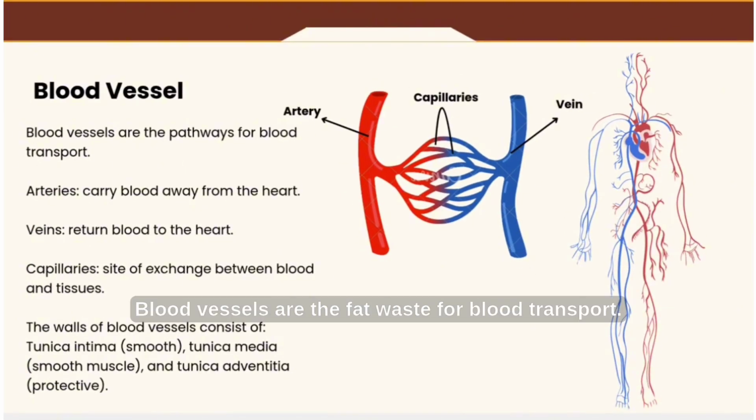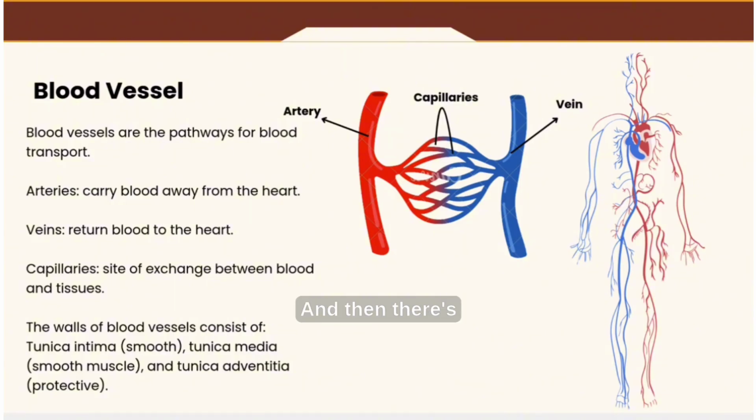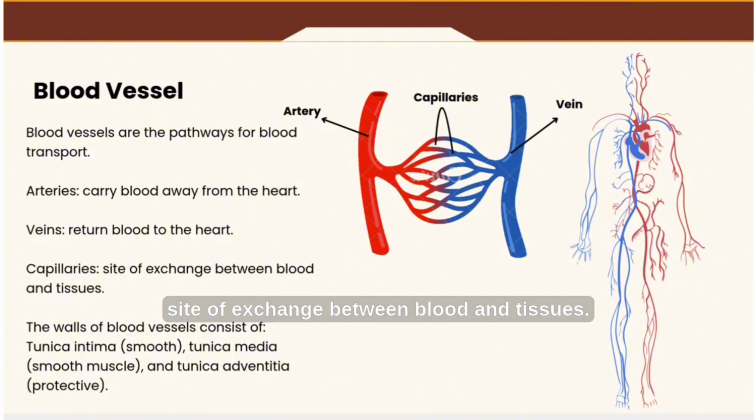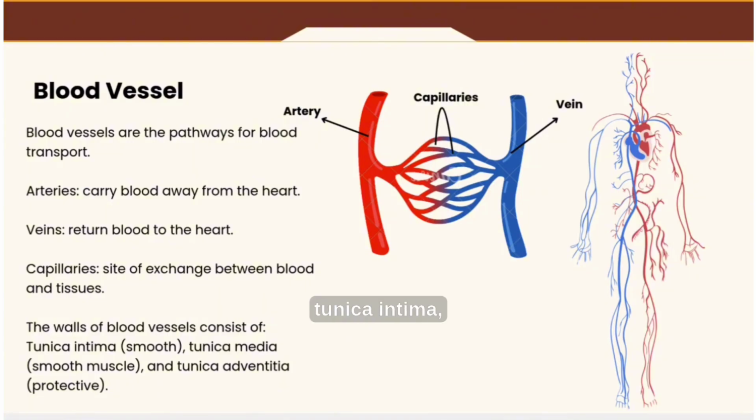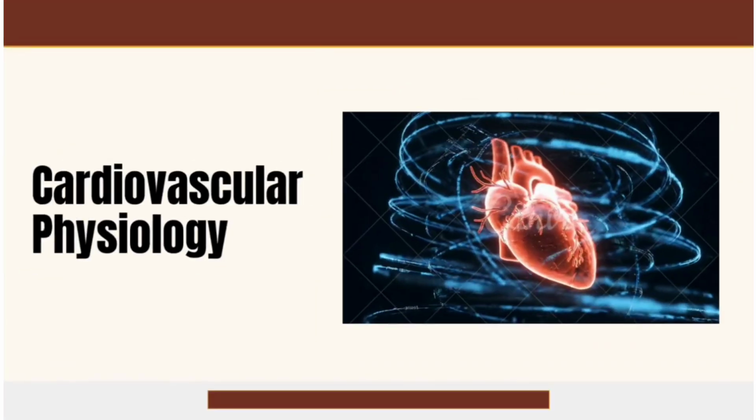And then blood vessels. Blood vessels are the pathways for blood transport. Arteries carry blood away from the heart, and then veins return blood to the heart. And then there's capillaries, the site of exchange between blood and tissues. The walls of a blood vessel consist of tunica intima, which is smooth, tunica media for smooth muscle, and tunica adventitia for protective.